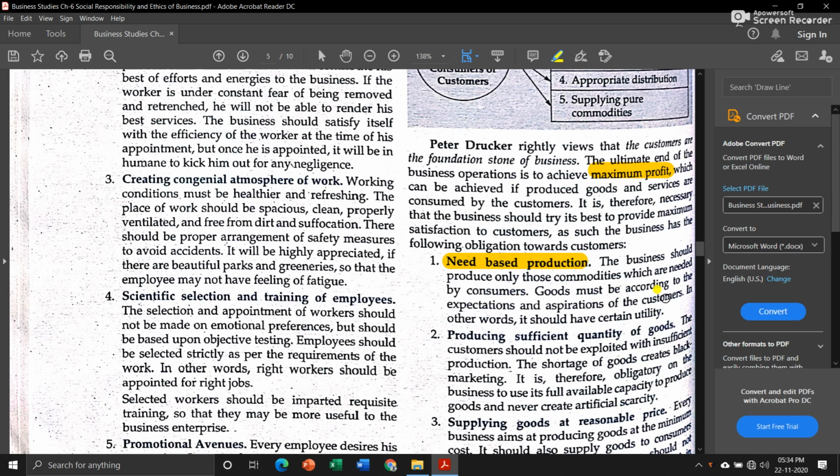Simply producing any goods is not enough. They have to see whether the goods that they have produced are able to satisfy the expectation, or whether they are up to the standards that a customer wants. In other words, it should have certain utility, meaning it should have some use to the customer. So a business has to understand the need of the customer, and based on that need they have to produce goods.